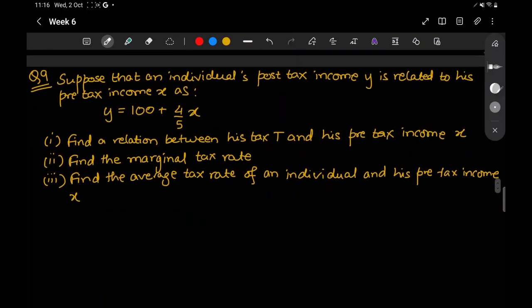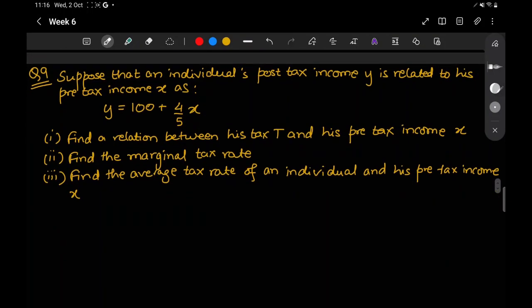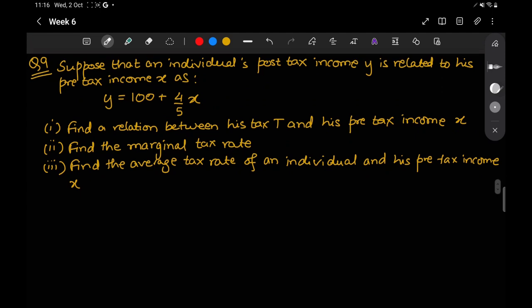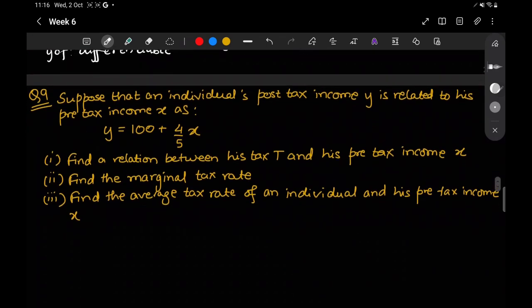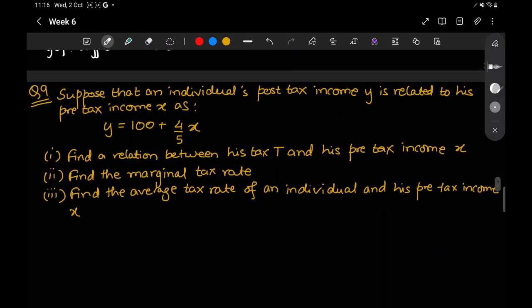So we can proceed further. Now we have a few descriptive questions. These are not multiple choice type questions or true false or yes no type questions. These are actually descriptive questions, so we need to solve these. These are word problems. We need to formulate them into a mathematical form.